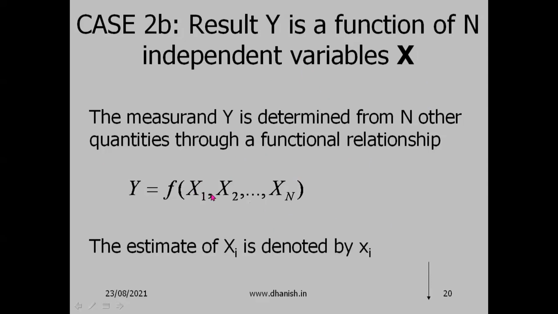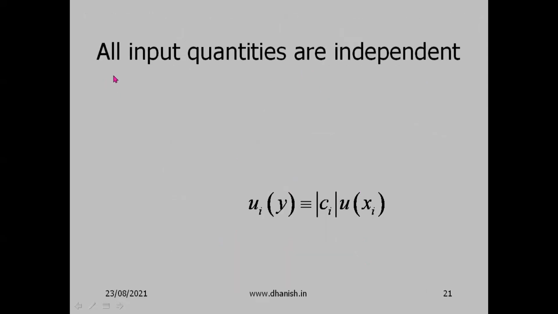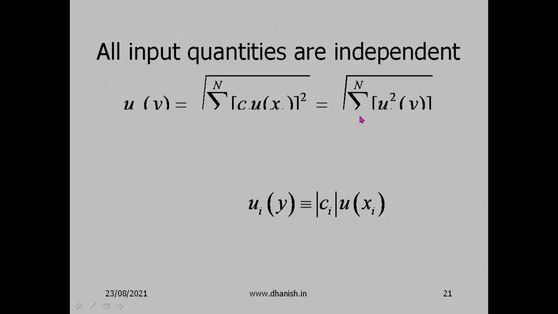So capital X is the variable and its estimate is denoted by small x. This is the notation as given in the GUM, the Guide to the Expression of Uncertainty in Measurement. I hope you have downloaded that from the BIPM website, or many websites, it is there now. It is free. So all input quantities are independent. That is the assumption we are making.